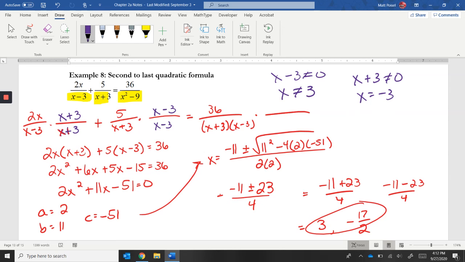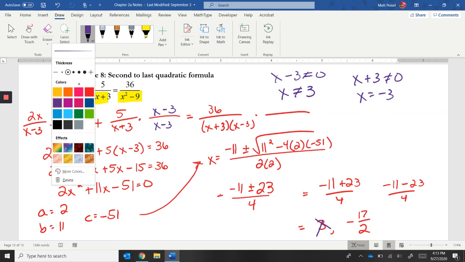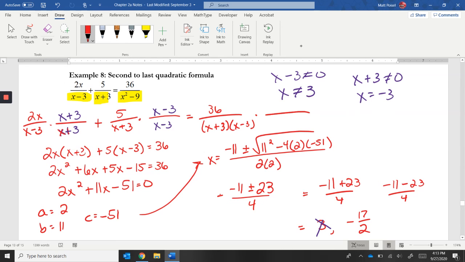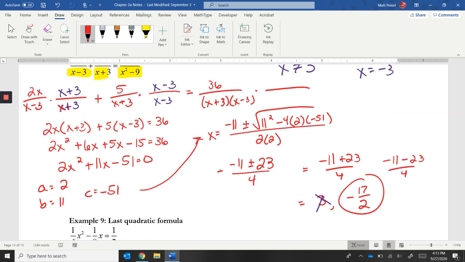And as we look here, one of our answers is 3 down here. So that is actually not an answer. That's called an extraneous solution. It is not an answer. Negative 17 over 2 is our only correct answer. If you give me both answers, you will not get full credit. So be really careful on that one.